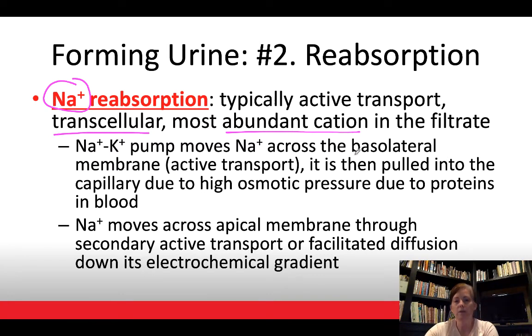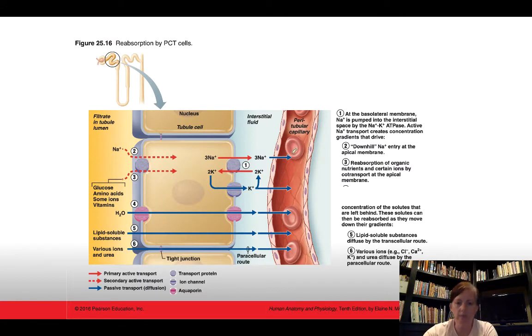If we look at that, we start at the basolateral membrane. It's going to move across the basolateral membrane through the sodium-potassium pump. This is going to be primary active transport. Here's our sodium-potassium pump, and here are our 3 sodiums being ejected from the tubular cell.